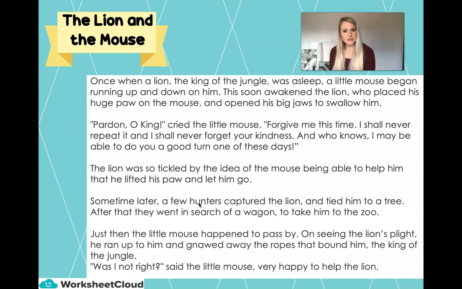The lion was so tickled by the idea of the mouse being able to help him that he lifted his paw and let him go. Some time later, a few hunters captured the lion and tied him to a tree. After that, they went in search of a wagon to take him to the zoo. Just then, the little mouse happened to pass by. On seeing the lion's plight, he ran up to him and gnawed away the ropes that bound him, the king of the jungle. "Was I not right?" said the little mouse, very happy to help the lion.